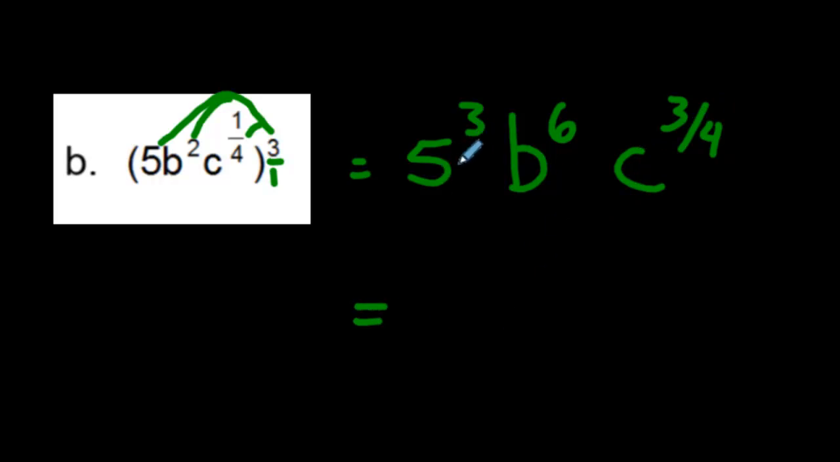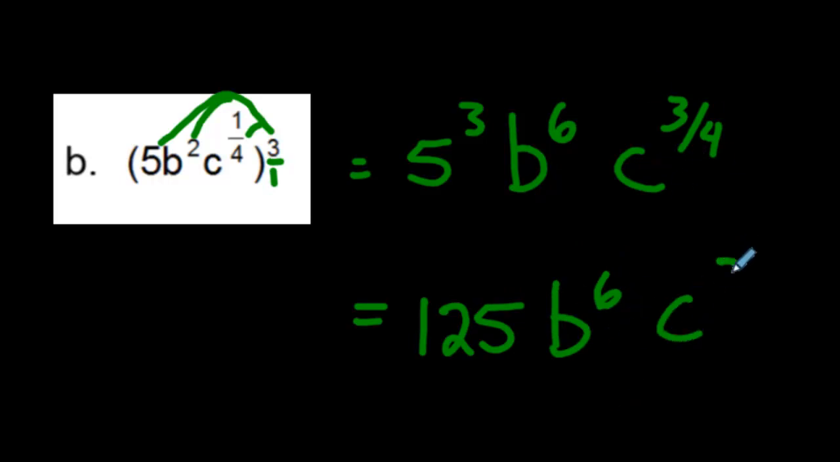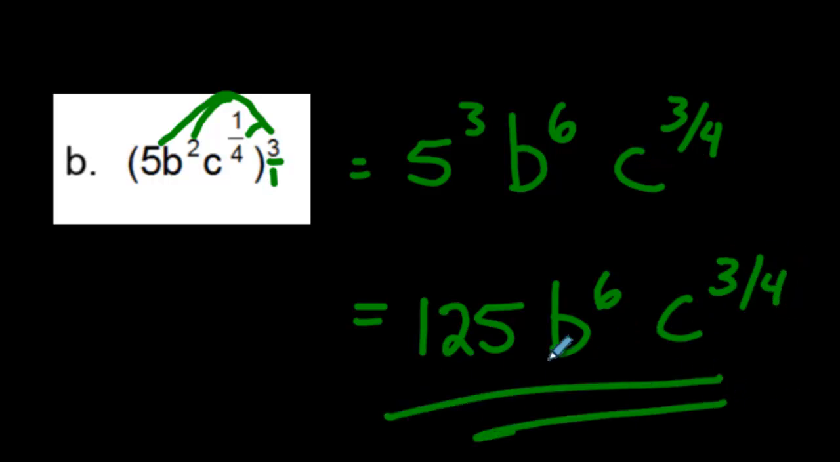5 times 5 times 5, or 5 cubed, I believe is 125. Just going by memory there. B to the 6th, well, that's just b to the 6th. There's nothing we can do about that. And c to the power of 3/4. And that's about as far as we can go, folks. This is it. We've simplified this thing.